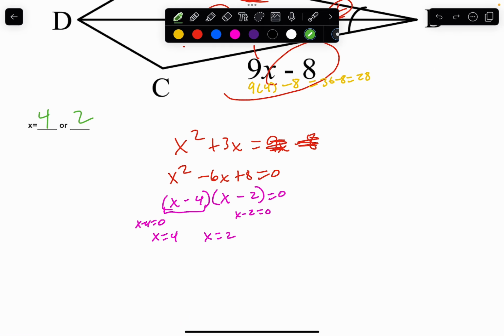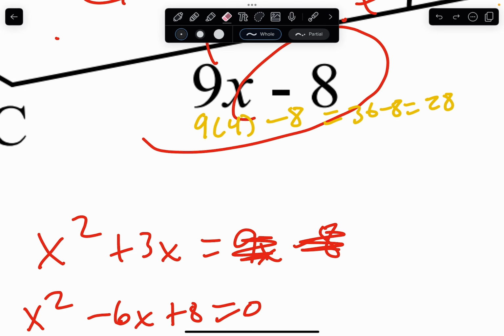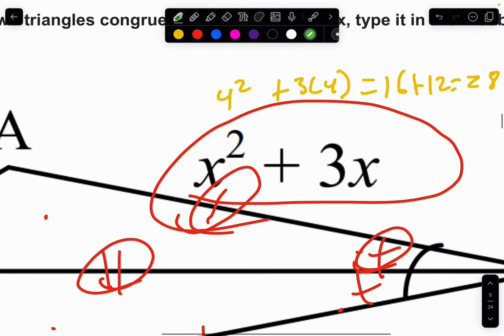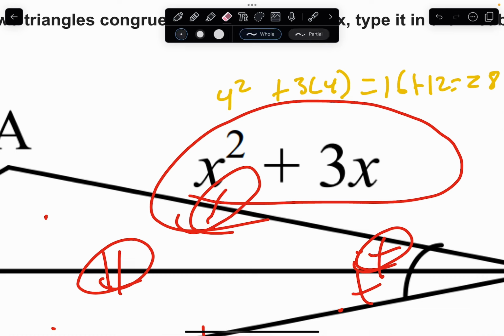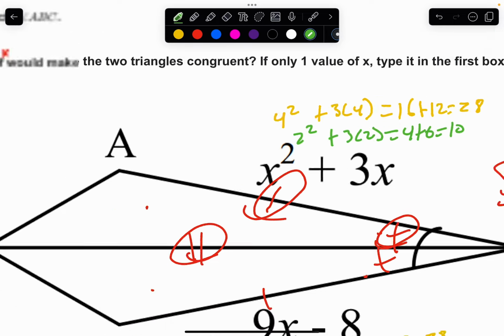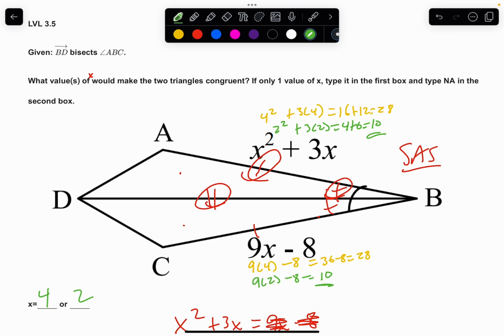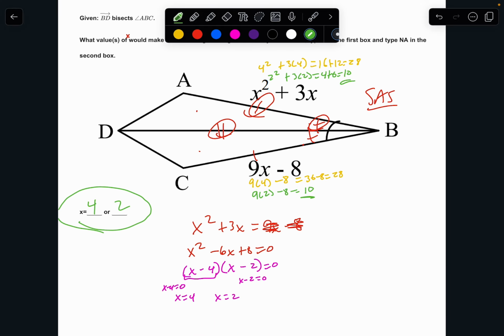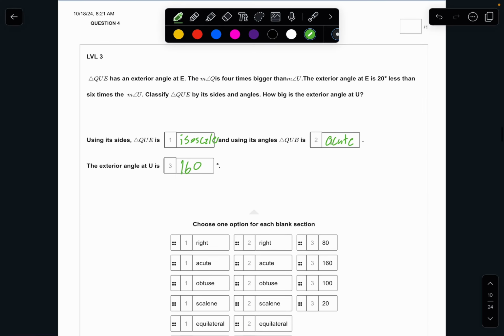Then we need to try 2. Same thing. 9 times 2 minus 8 would be 18 minus 8. That would be 10. That's reasonable. To check our work, we're going to plug it in up here as well. So this would be 2 squared plus 3 times 2. That would be 4 plus 6, which is also 10. If they're the same, we know we got it. If they're not the same, we messed up somewhere. But those are also reasonable answers. Could a side length be 10? Yes, a side length could be 10. So 4 and 2 both work. Both of those values of x would make those two triangles congruent.